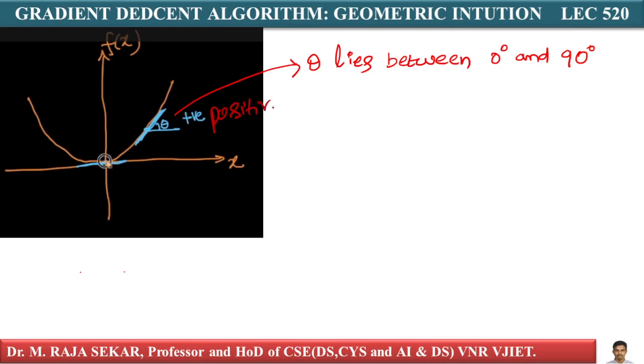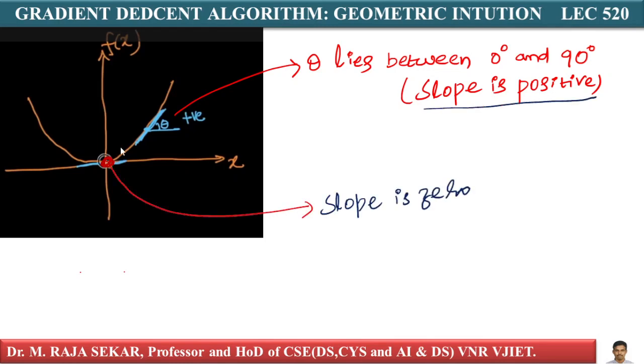What's the reason? Here theta lies in between 0 and 90, so the slope is positive as theta lies between 0 and 90. Now what is the slope here? For example, if I observe here, what is the slope? The slope at minima is 0, isn't it? The slope at minima is 0.